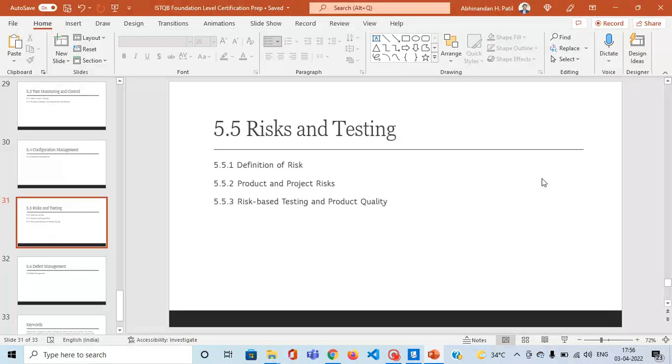Welcome to section 5.5, that is risks and testing. So basically, what is risk? What is the definition of risk?